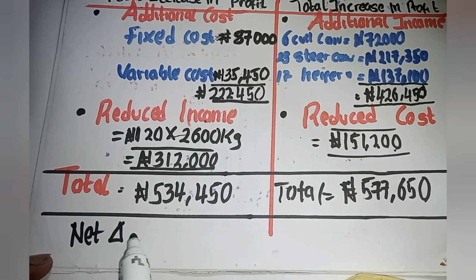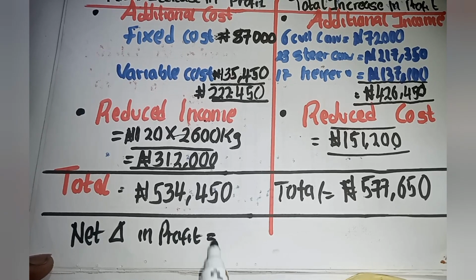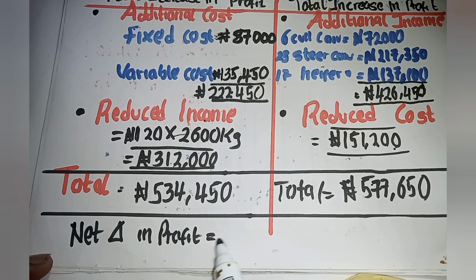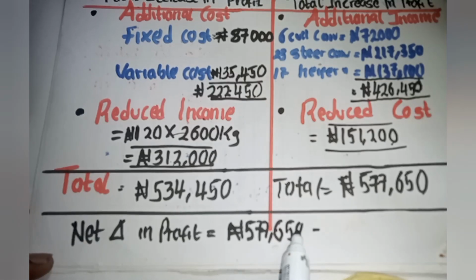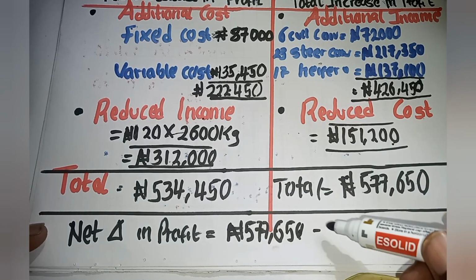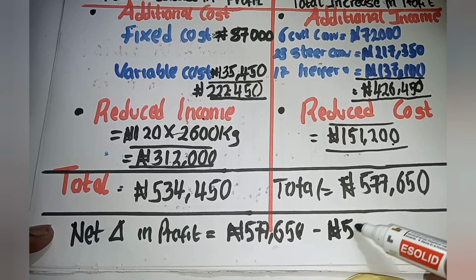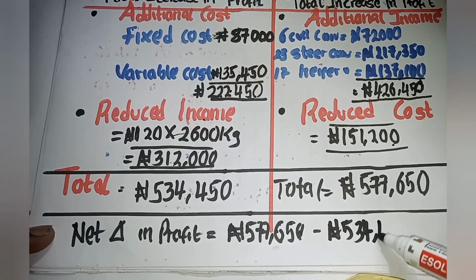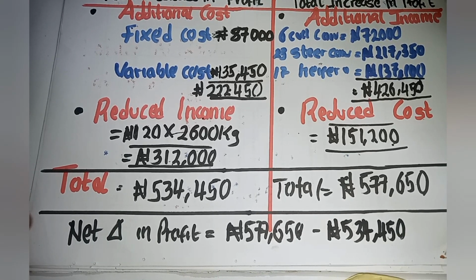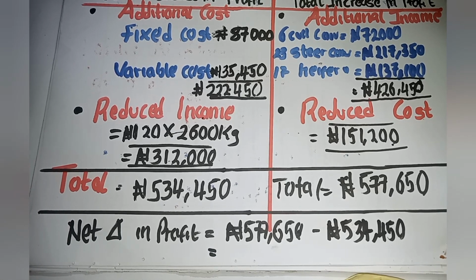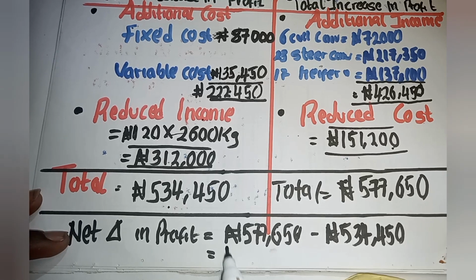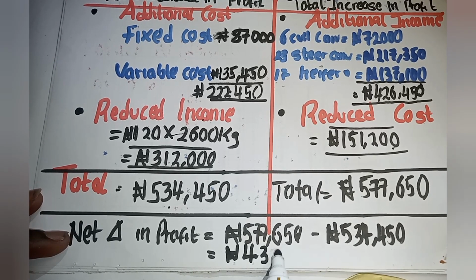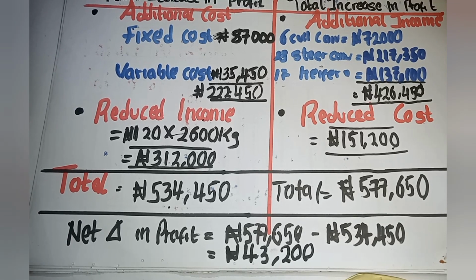Net change in profit. The net change in profit is total increase in profit. This is this. Total increase in profit, 577,650, minus total decrease in profit, which is 534,450 naira. So after subtracting the total decrease in profit from the total increase in profit, I got 43,200 naira. That's what I got as my net change in profit.